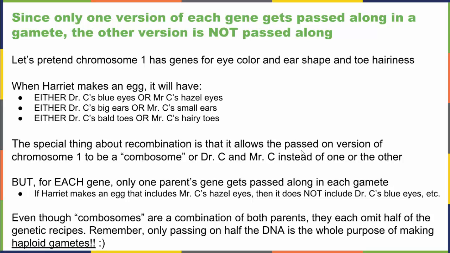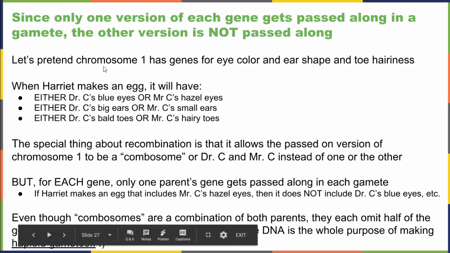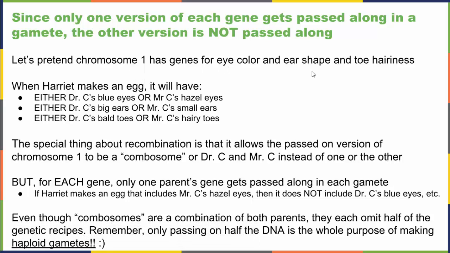So this is just pointing out that the other version is not passed along. We said, I guess this is a new pretend example: chromosome 1, let's say now that it has eye color, ear shape, and toe hair. So when Harriet makes an egg, it would have either my eye color or my husband's, my big ears or my husband's little ears, my bald toes or my husband's hairy toes. It can't have both.